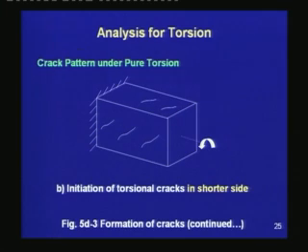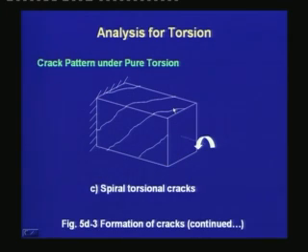Next, with increasing torque, we observe that more cracks have formed in the longer side, as well as cracks in the shorter side, and even in the shorter side the cracks are inclined at an angle of 45 degrees to the axis of the beam. Finally, when the cracks have formed substantially, they merge together and form a spiral crack along the length of the beam. These cracks are circulatory in nature, and this is typical for beams under pure torsion.